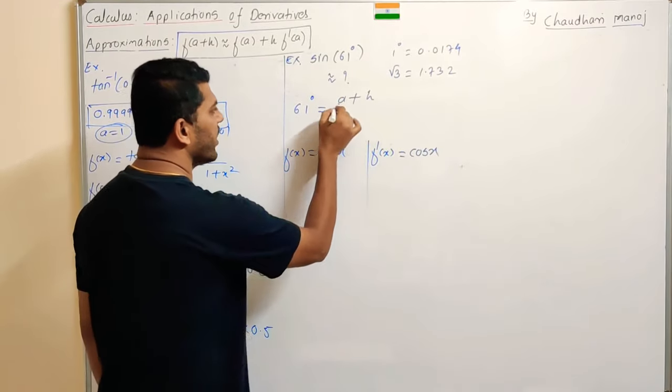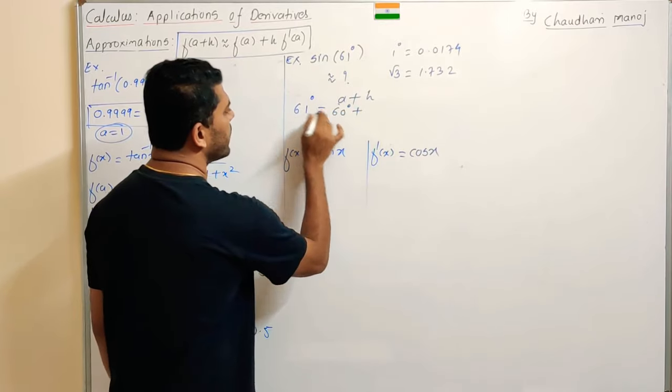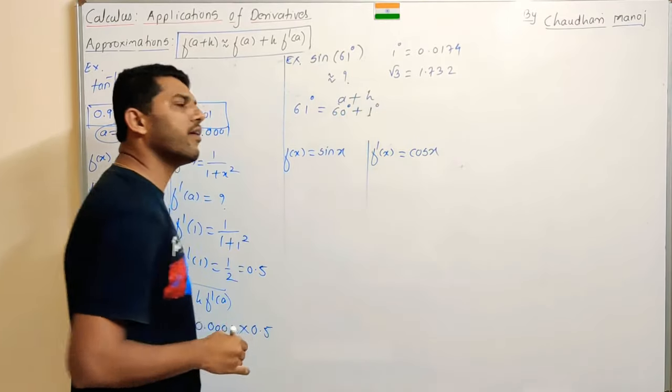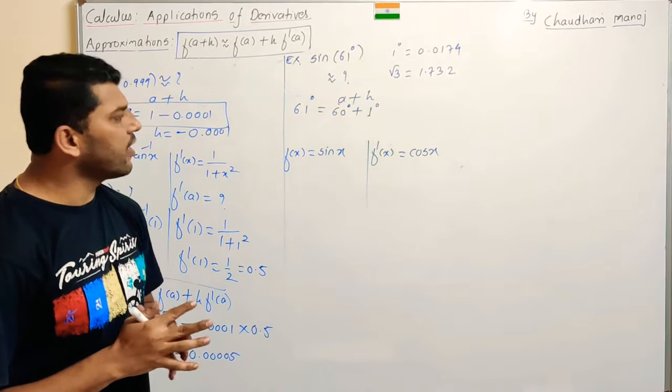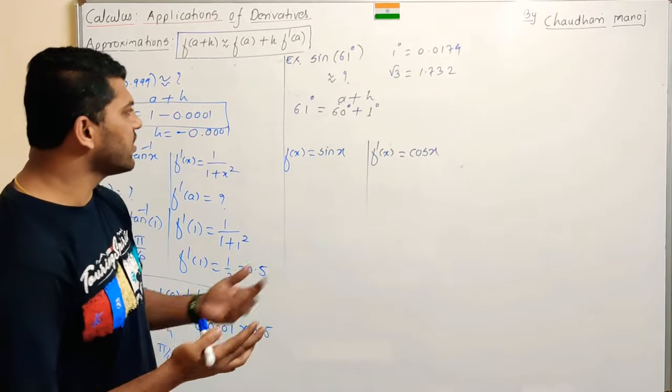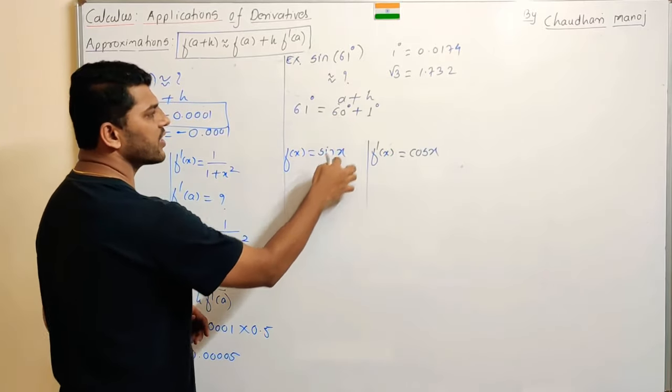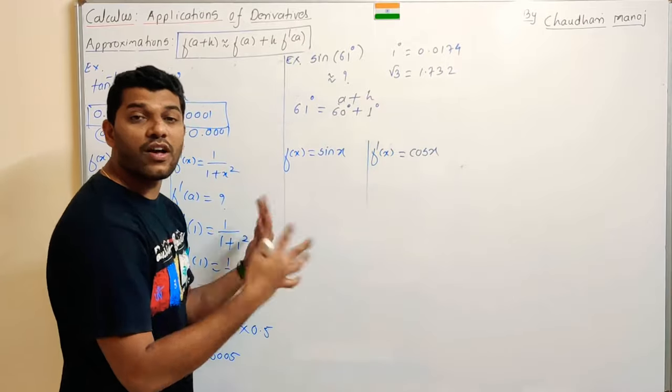I hope every one of you is ready with this. We can easily split this 61 degrees as 60 degrees plus 1 degree. Splitting this 61 degrees as 60 degrees plus 1 degree, why? The reason is quite simple. We know the value of sine 60, and we even know the value of cos 60 degrees.